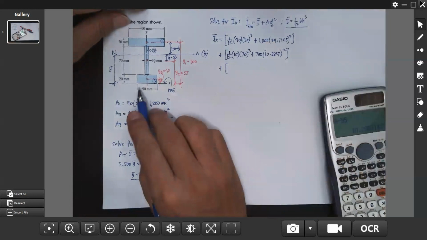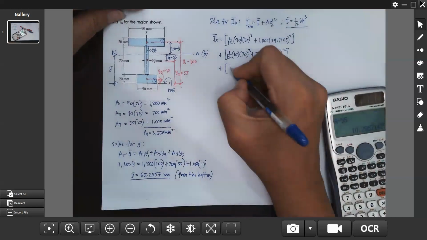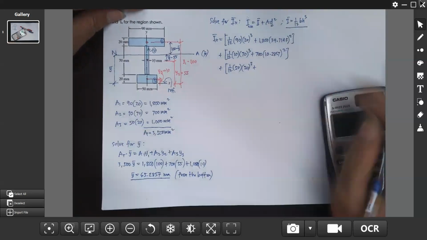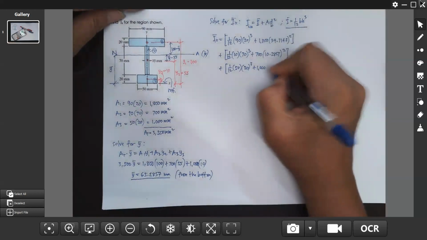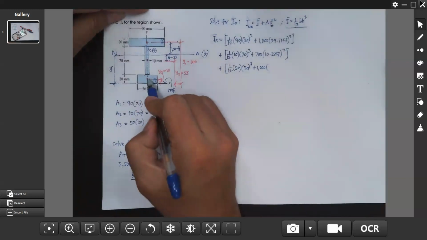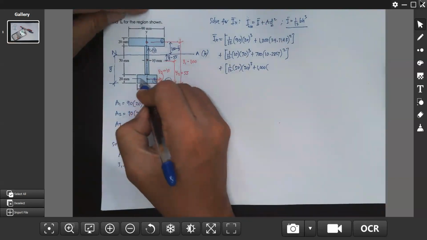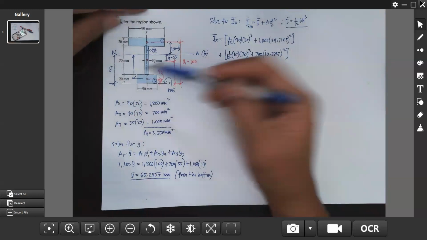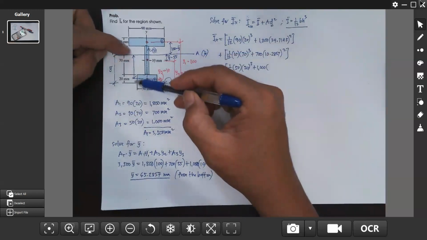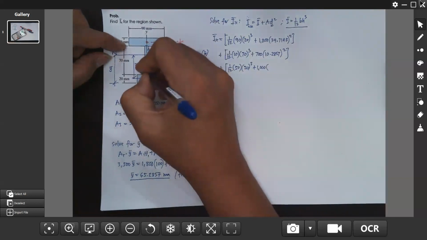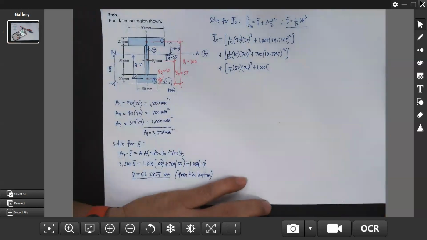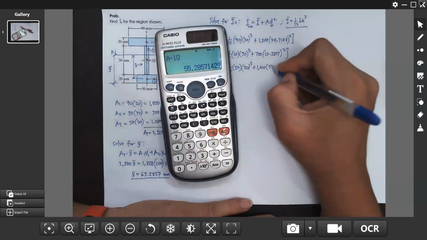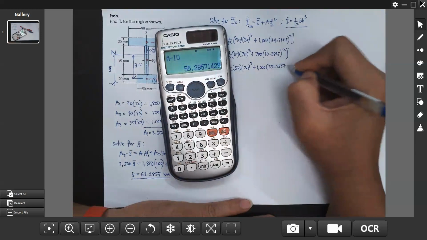And then last, element number 3. The base is 50, the height is 20. So it's 1/12 times 50 times 20 cubed, plus the area, 1,000. D is the distance between this centroid and the neutral axis. This is our D3, and the value of this is y bar minus 10. Our y bar is A minus 10. So we have 55.2857 squared.